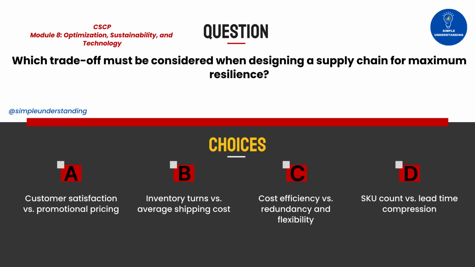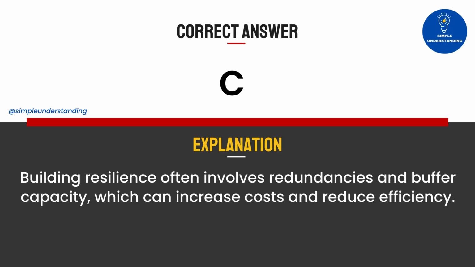2. Which trade-off must be considered when designing a supply chain for maximum resilience? A. Customer satisfaction versus promotional pricing. B. Inventory turns versus average shipping cost. C. Cost efficiency versus redundancy and flexibility. D. SKU count versus lead time compression. Correct answer: C. Explanation: Achieving resilience typically requires redundancy and flexibility, which can increase costs and reduce efficiency.